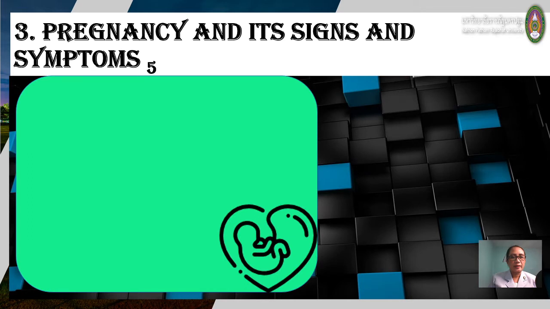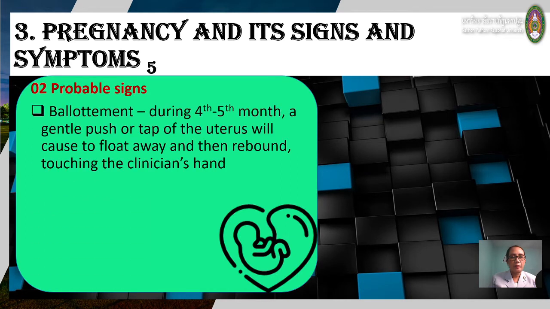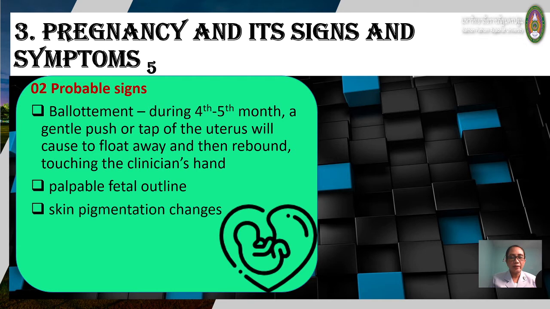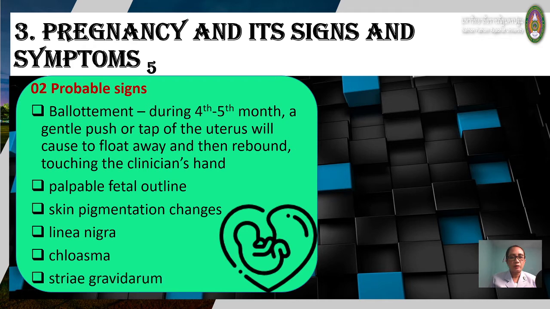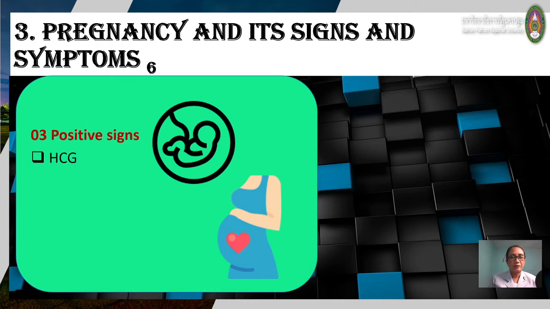For the probable signs of development occurring during the fourth and fifth month of pregnancy, we have palpable fetal outlines and skin pigmentation changes, such as linea nigra, chloasma, and striae gravidarum. For the positive signs, hCG is present in the urine, and there are blood samples as well.